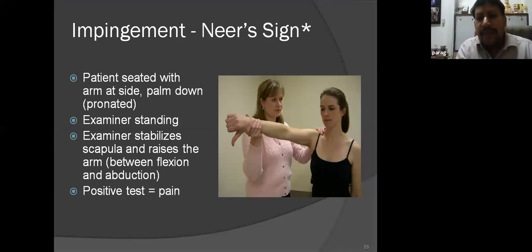Now, the other thing which is also quite common is subacromial impingement. Now, there are two ways to diagnose subacromial impingement. One is called the empty can sign. Have you heard of the empty can sign?